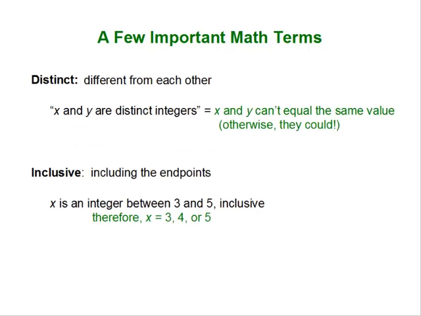Distinct and inclusive. These are terms that are important for figuring out what numbers you need to think about. So distinct numbers are different. Okay, so if x and y are distinct, that means they're not equal to one another. Inclusive means include the numbers at the ends. So if they give you a range from 3 to 5 of integers, that's not just the 4 that's in the middle. Include the endpoints of 3 and 5.